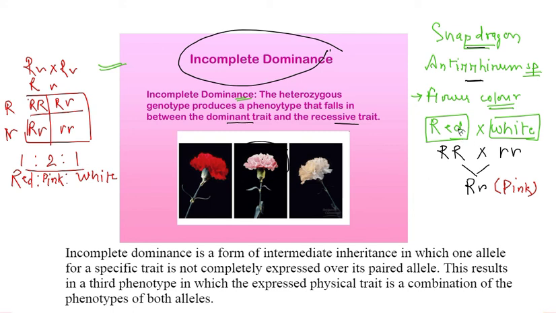And here the red flowered plant is crossed with the white flowered plant, and in the first filial generation the flowers have pink color. And in the F2 generation the ratio obtained is one plant having the red flower, one plant having the white flower, and two plants having the pink flowers. This is the phenotypic ratio, and the genotypic ratio you can make here.